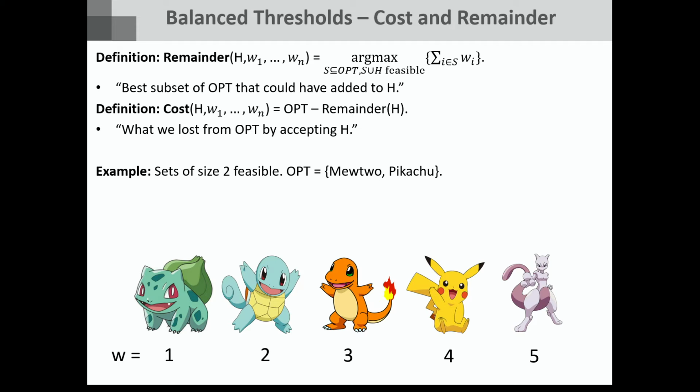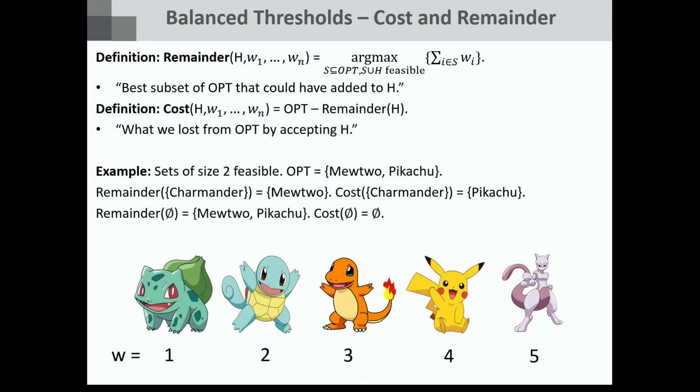Okay, if instead sets of size 2 are feasible, then opt is now Pikachu and mu2. So what's the remainder of Charmander? Again, it's the best subset of opt that we can add to Charmander and still be feasible. That's mu2, because this is the max weight subset of size 1. So what is the cost of Charmander? It's everything else, so this is Pikachu. How you should think of this is that by accepting Charmander, we can still accept Mewtwo, but we can't also accept Pikachu. So that's the cost.